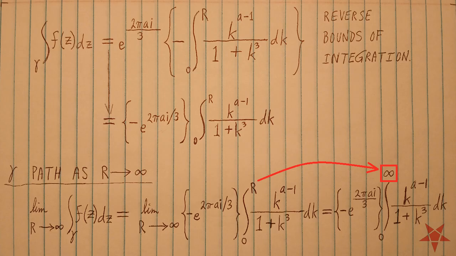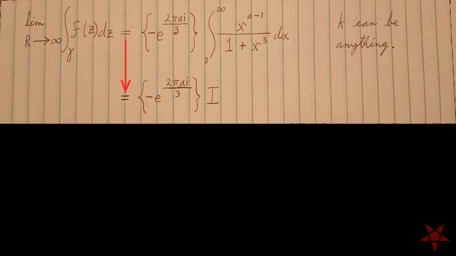The variable k is, at this point, somewhat arbitrary. We can call it anything, including x if we want. This should make it obvious that the improper integral, aside from the multiple of negative e to the power of 2 pi ai over 3, is identical to the real improper integral that we've been looking for all along, and we can just call it capital I.